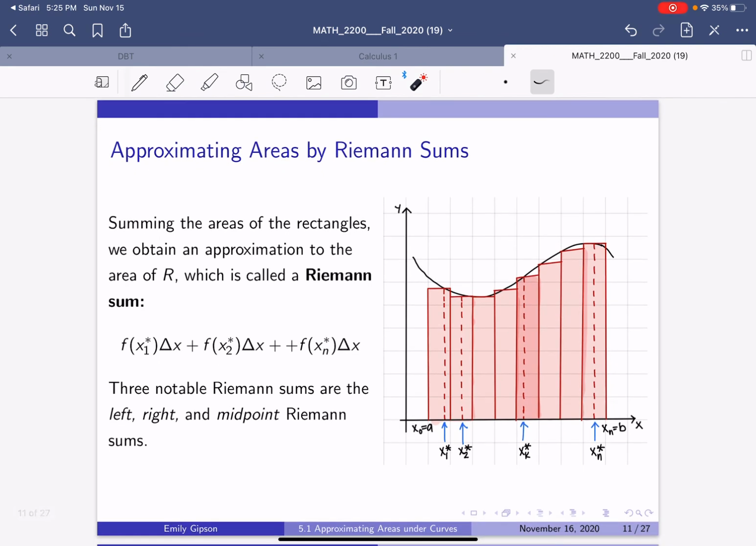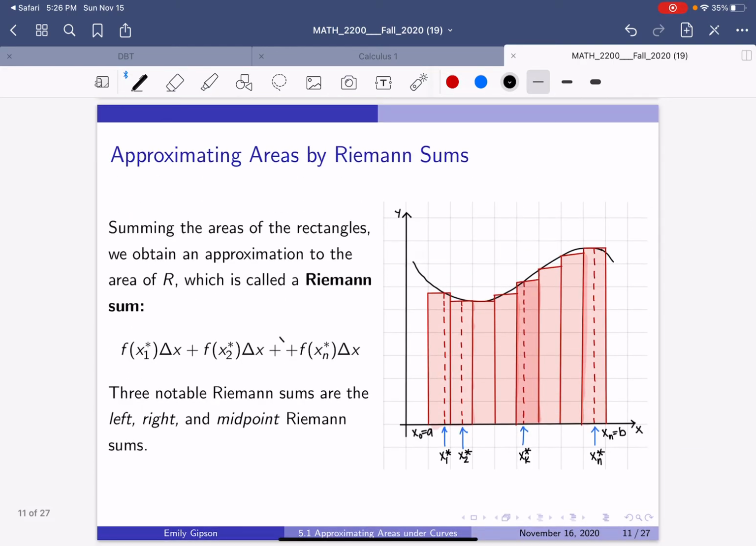Summing the areas of the rectangles that we have drawn, we obtain an approximation to the area of R, which we call a Riemann sum. It's spelled R-I-E-M-A-N-N, but it's pronounced Riemann with a hard E sound, because he's German. When we add up all these little rectangles, we should have some dot, dot, dots there. Sorry, that kind of looks like a chicken to me. We have the height of the first rectangle times the width of the first rectangle, plus the height of the second rectangle times the width of the second rectangle, on and on till we get to the height of the last rectangle times the width of the last rectangle. The three notable Riemann sums are the left, right, and midpoint Riemann sums, and we'll get into those in just a second.